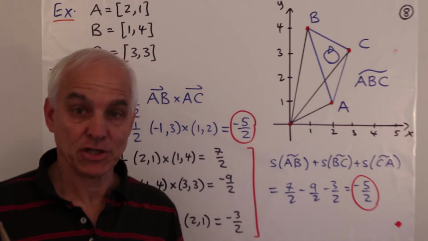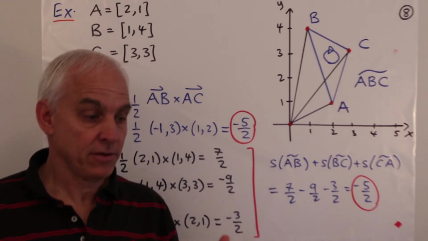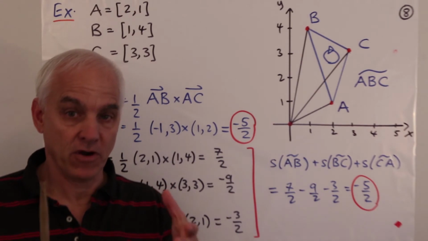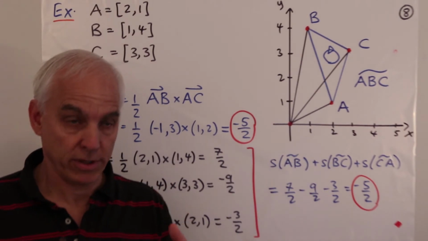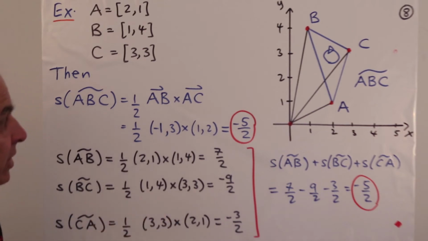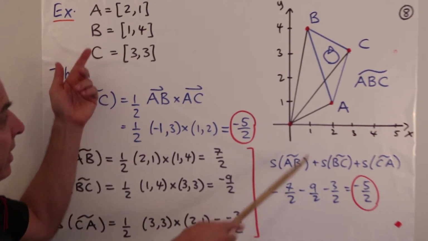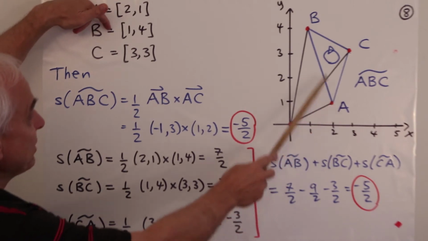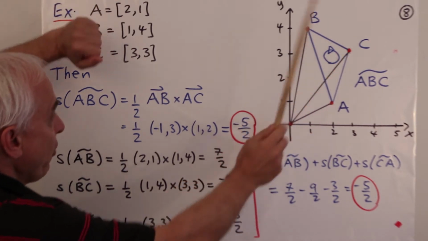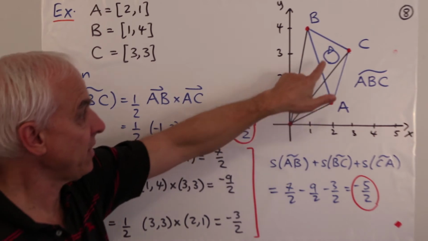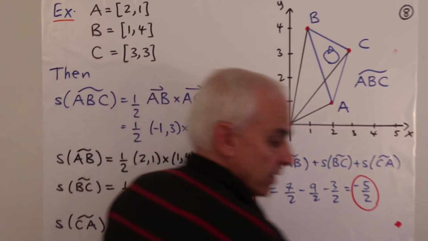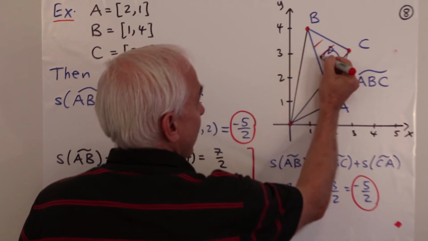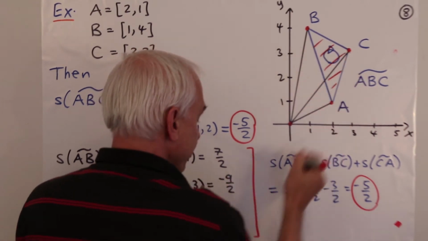This technology is actually very useful. It's very useful to be able to calculate the area of a triangle from knowing its 3 coordinate points. So let's have a look at an example. Here's a triangle ABC. A is the point 2, 1, B is the point 1, 4, C is the point 3, 3. And we're interested in the area of that triangle. Let's actually color it so we can see what we're talking about. So that's the triangle that we're interested in.